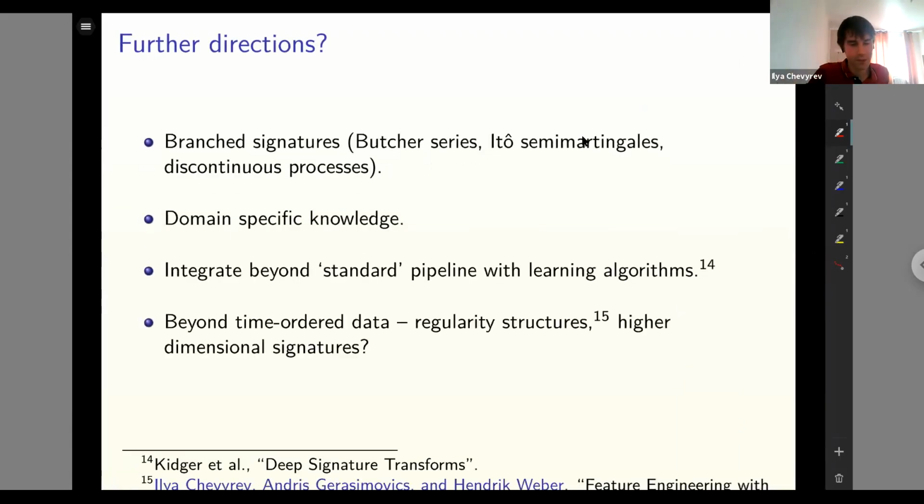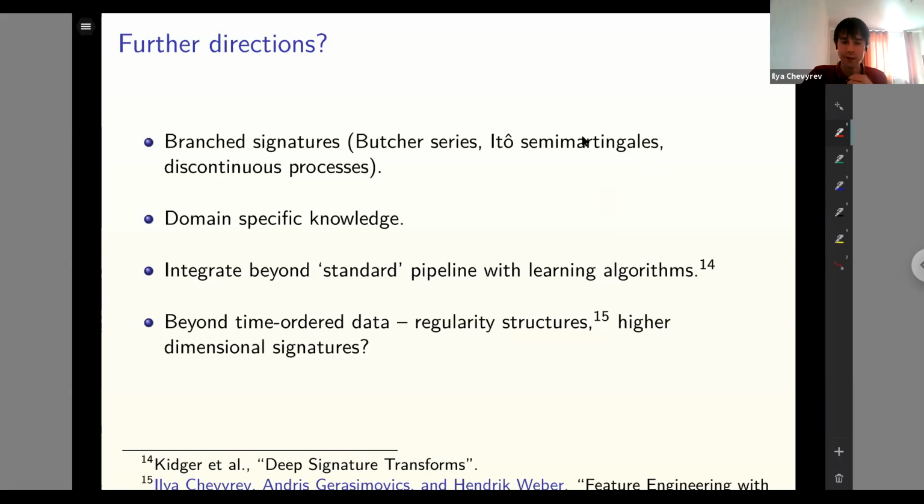The first one is that there's an analog of signatures called branch signatures. These are much closer in spirit to classical numerical analysis methods, such as Butcher series. They're very much like signatures. They're defined using integrals, except they're not indexed by words, they're indexed by certain rooted trees. The interest in them is that they provide a much more convenient framework for dealing with discontinuous processes, and also for processes that don't respect the classical chain rule.